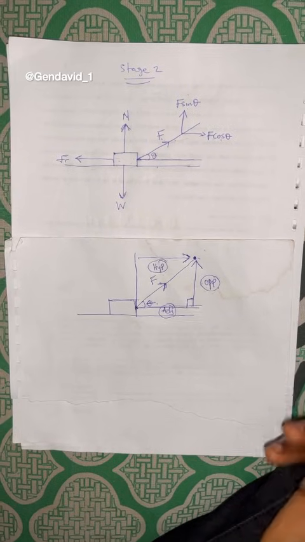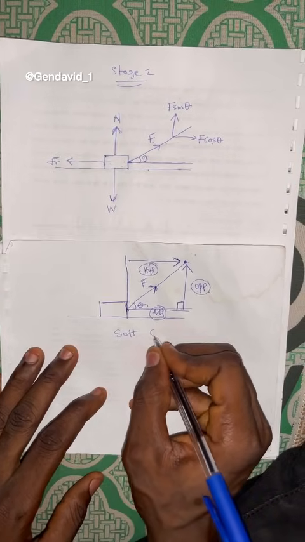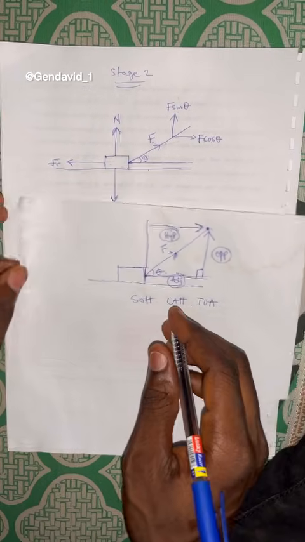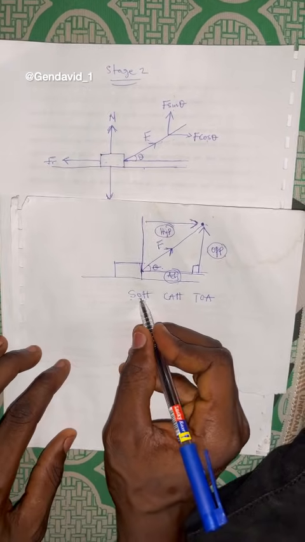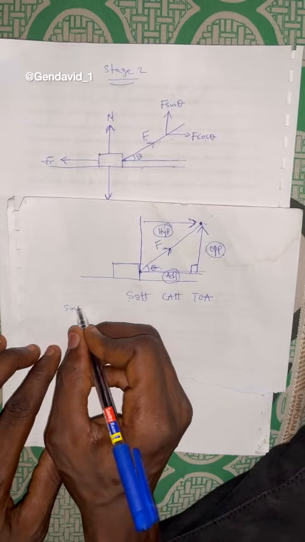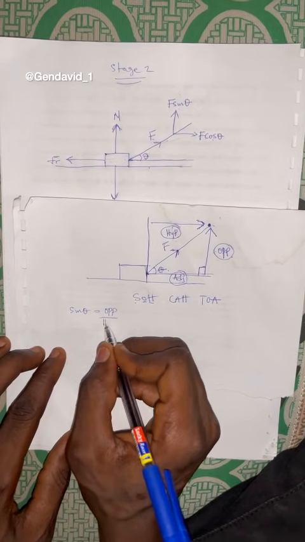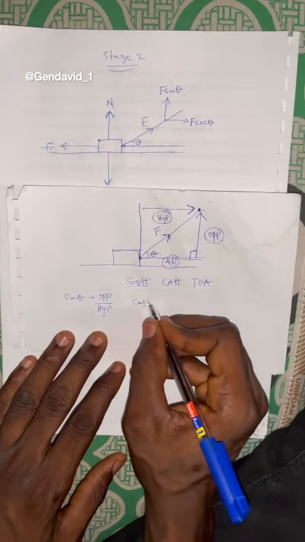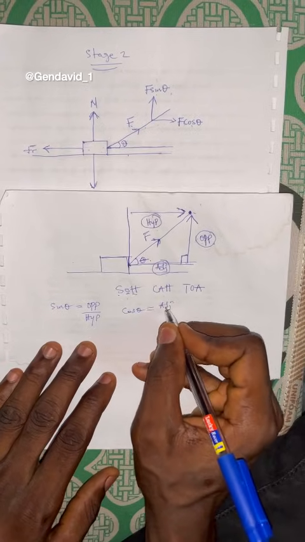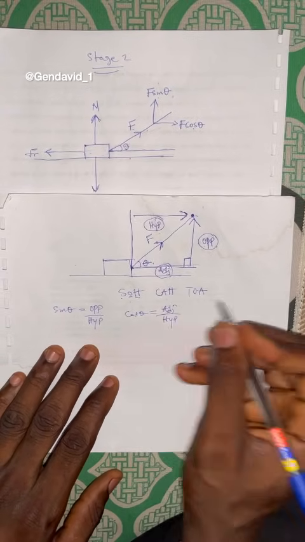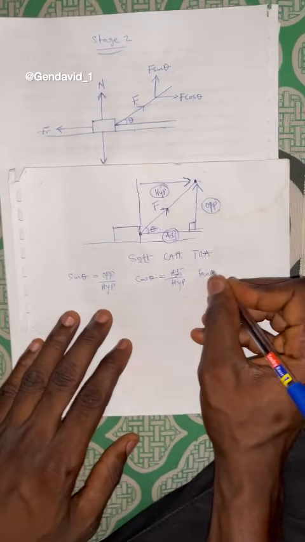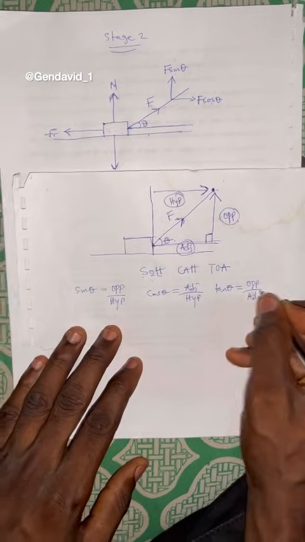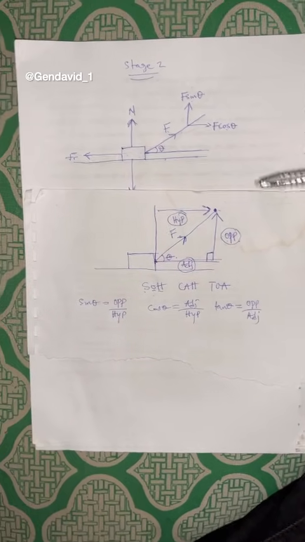Now, I want to get the same thing here. You know that we have what you know as SOHCAHTOA. And what is SOHCAHTOA? Sin theta is equal to opposite over hypotenuse. Cos theta is equal to adjacent over hypotenuse. And tan theta is equal to opposite over adjacent.